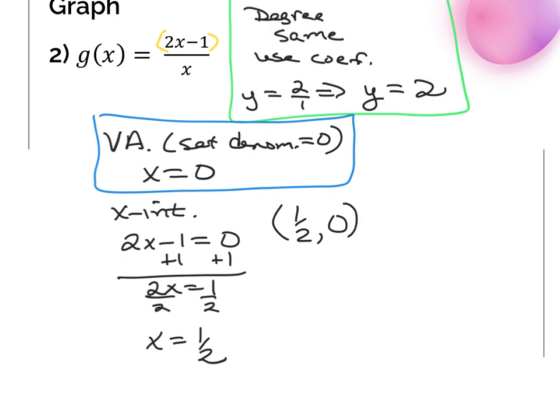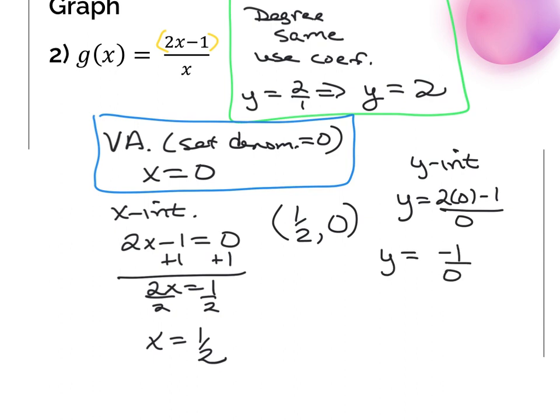Now I need to find my y-intercept. I find that by plugging in 0 for x. So y equals 2 times 0 minus 1 over 0, negative 1 over 0. This simplifies to undefined. Because this is undefined, there is no y-intercept.